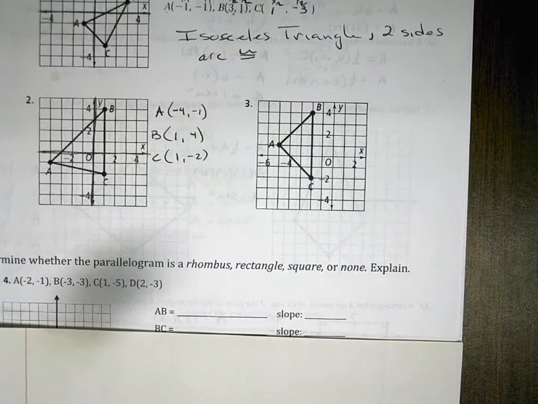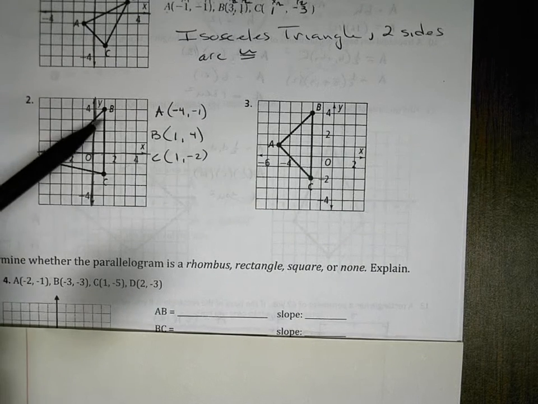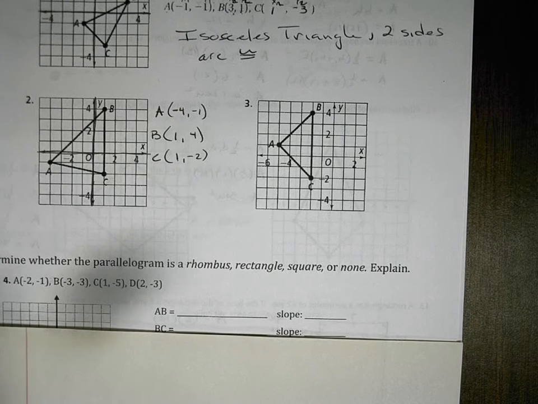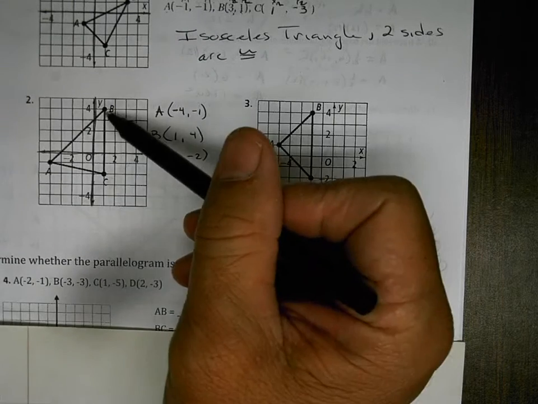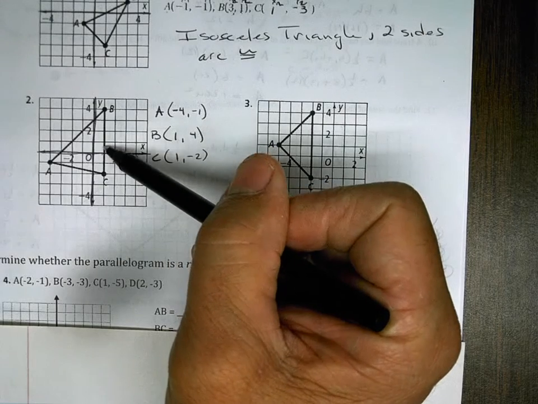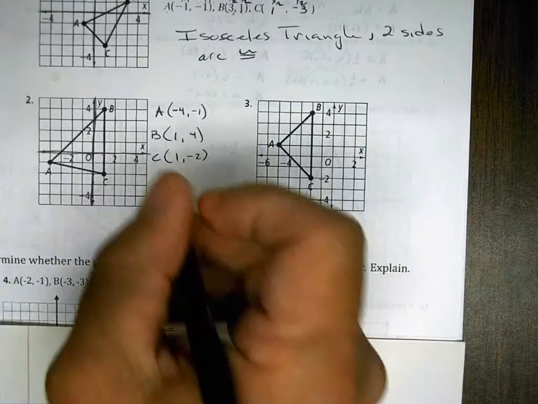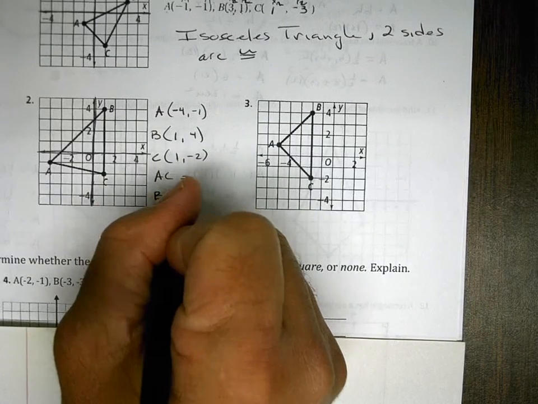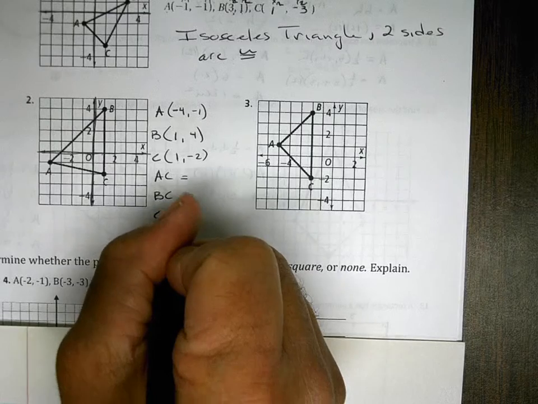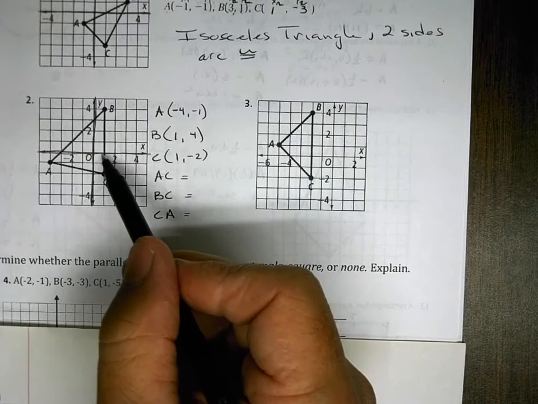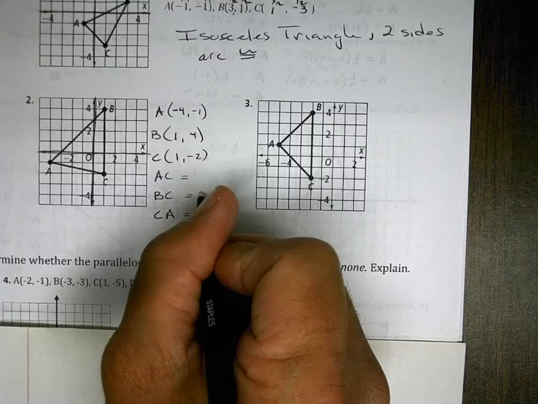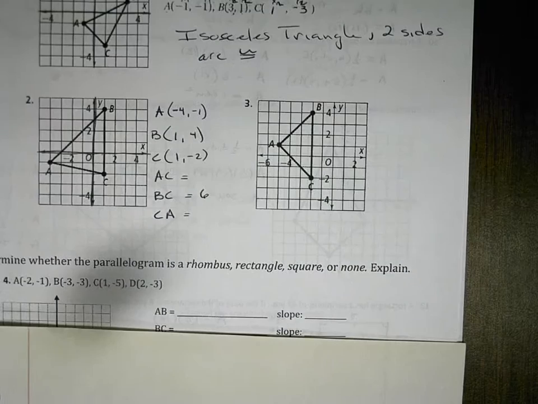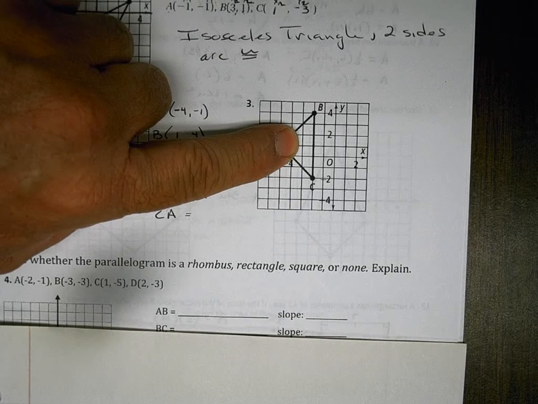Now, you'll notice that BC is on a vertical axis, so I don't expect you to do the distance formula there. Let's be smart about that. Let's count 1, 2, 3, 4, 5, 6. So we're going to have to find the length of AC, the length of BC, and the length of CA. But we can count 1, 2, 3, 4, 5, 6. So we know that BC is actually 6. So that saves a little bit of time for you. And it looks like you're still going to be able to do the same thing for BC over here as well.